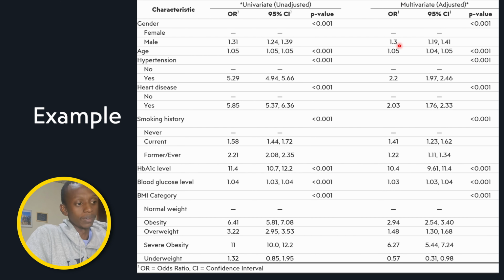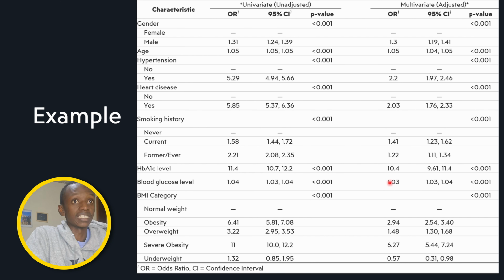So how will we interpret this? Given an individual is male, the odds of them experiencing diabetes increase by 1.3 compared to females, and that odds ratio is significant. What about heart disease? Individuals with heart disease have 2.03 times the odds of getting diabetes compared to those without heart disease.